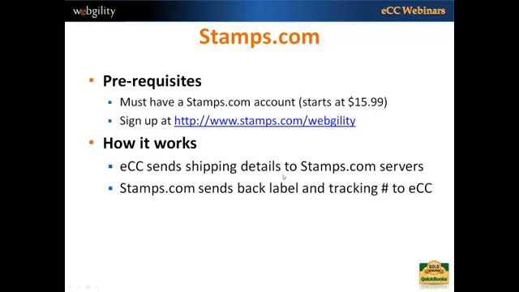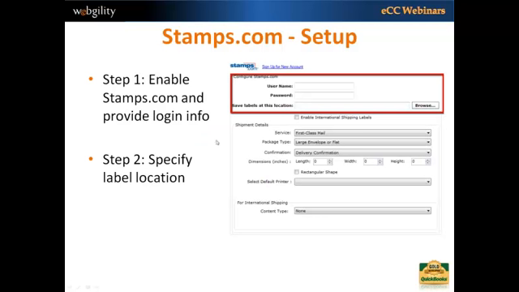The way it works is that eCC sends the shipping details to the Stamps.com servers. Stamps.com then sends the shipping label back to eCC along with the tracking number. So let's take a look at how that setup process looks. First, I'm going to enable Stamps.com and provide login information. Now, unlike our integration with UPS or Endicia Dazzle, here you're not specifying an XML folder location. You're simply connecting eCC to your Stamps.com account. So first, we're going to provide the username and the password and specify a location where eCC can save your shipping labels.